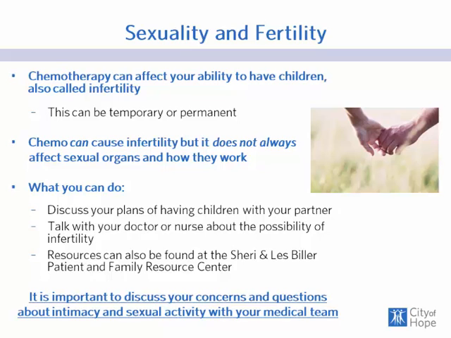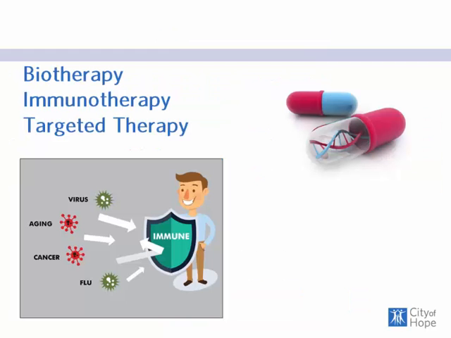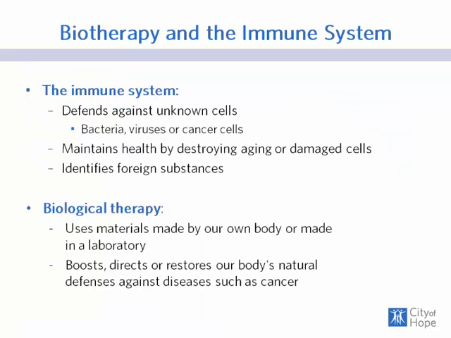Other cancer treatments. You may also get biological cancer therapy called biotherapy. This can also be called immunotherapy or targeted therapy. Biotherapy and the immune system. The immune system. The immune system defends against unknown cells such as bacteria, viruses, and cancer cells. It maintains our health by destroying aging or damaged cells and identifies foreign substances.